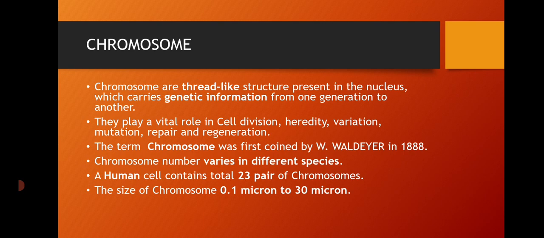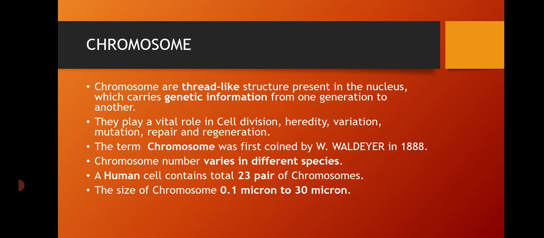The term chromosome was first coined by W. Waldeyer in 1888. The number of chromosomes in any species is constant for all its cells. The chromosome number varies in different species. For example, the nematode species contain only 2 chromosomes in all cells, whereas a protozoan species contains as many as 1600 chromosomes in the cell.